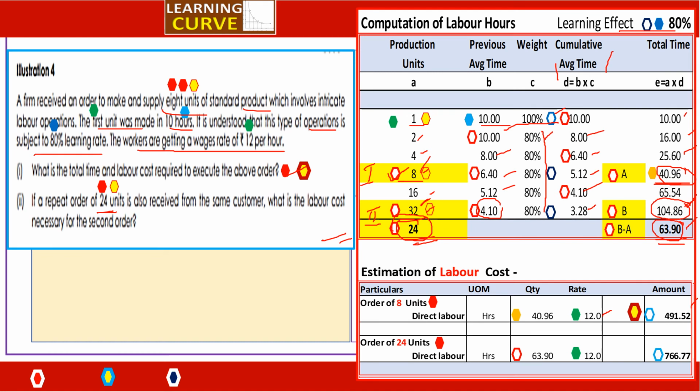The total time and labor cost required to execute the above order is 40.96 hours at the rate of 12, 491.52. If repeat order for 24 units is received, I will be spending 63.9 hours at the rate of 12. It will be 766.77.